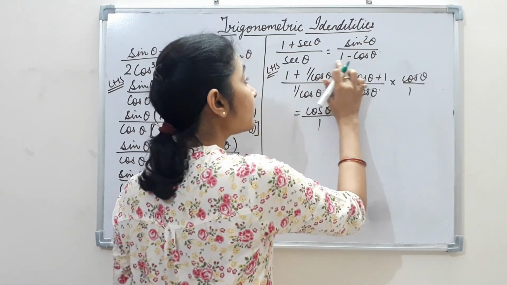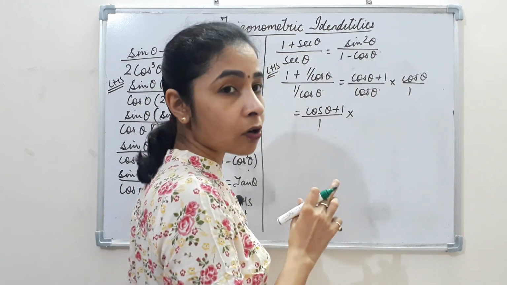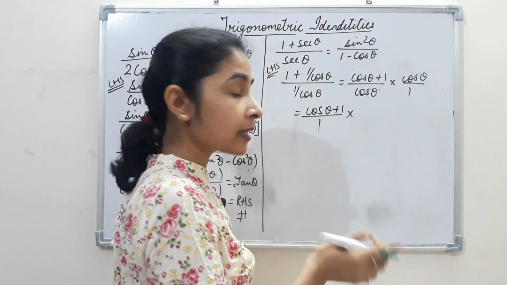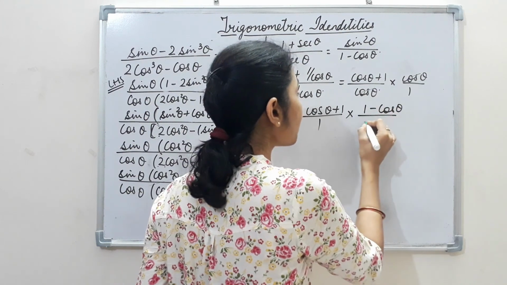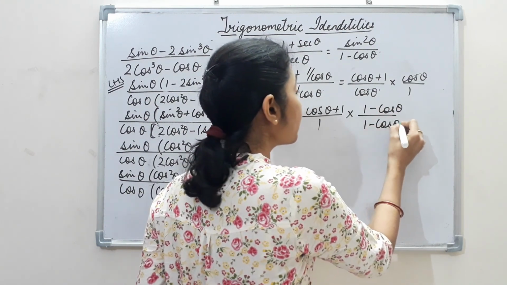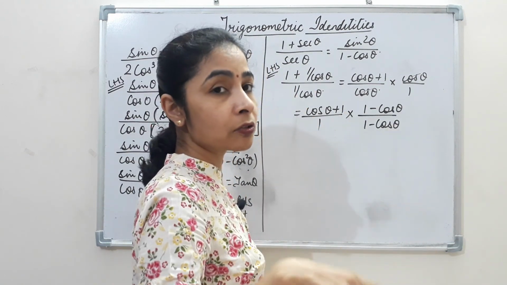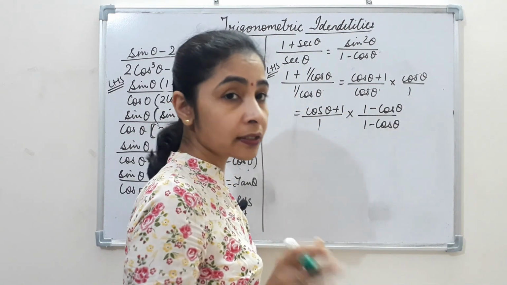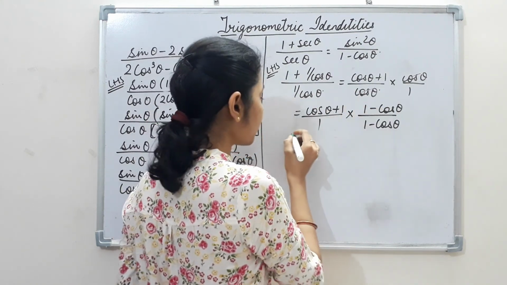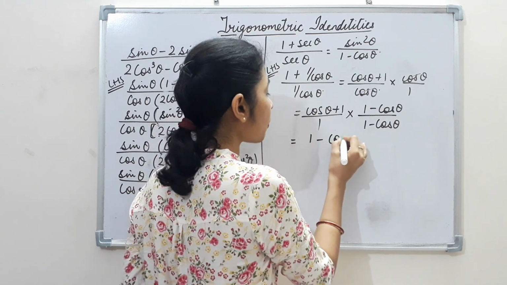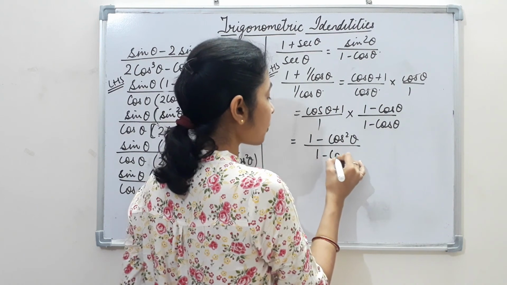Now I want 1 minus cos theta in the denominator. So I will multiply 1 minus cos theta both to the numerator as well as denominator. So here 1 minus cos theta upon 1 minus cos theta, because we have already studied in our previous classes, in a rational number anything multiplied to the numerator and denominator does not make any change in the fraction. So here 1 plus cos theta into 1 minus cos theta gives me 1 minus cos square theta. And in the denominator I am having 1 minus cos theta.